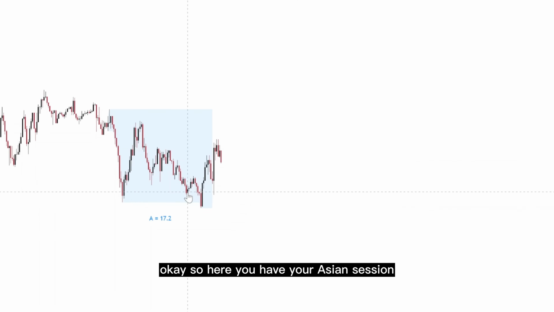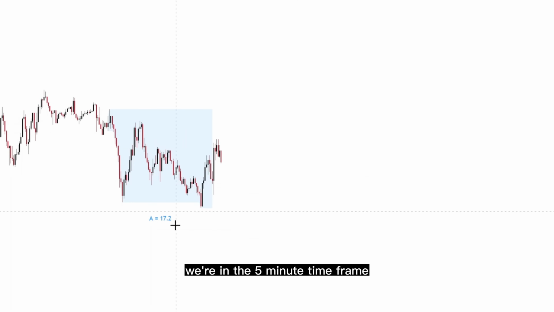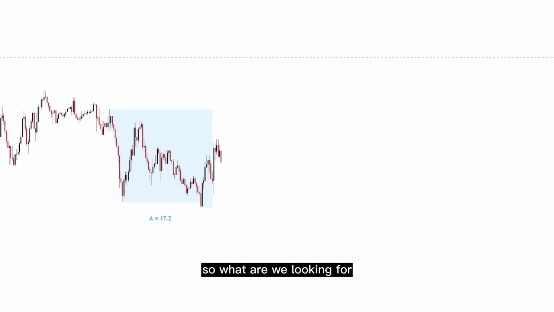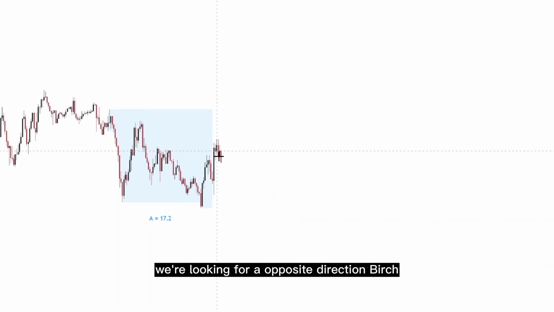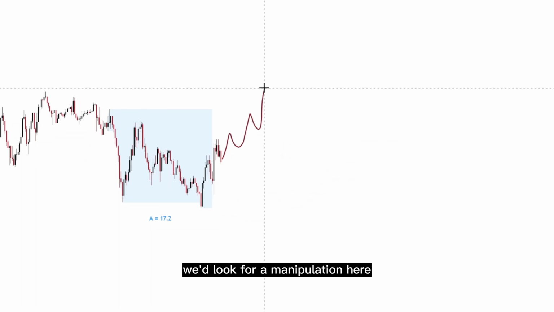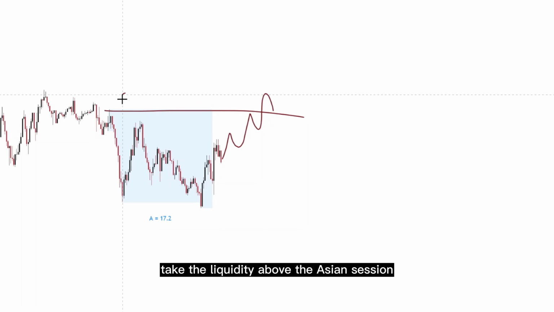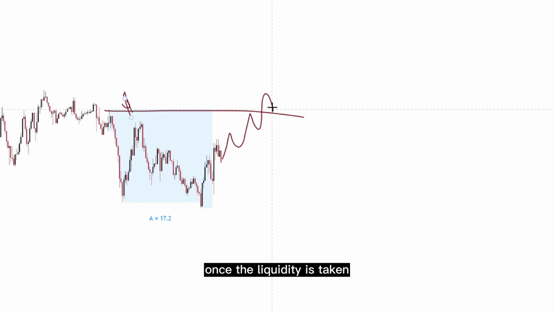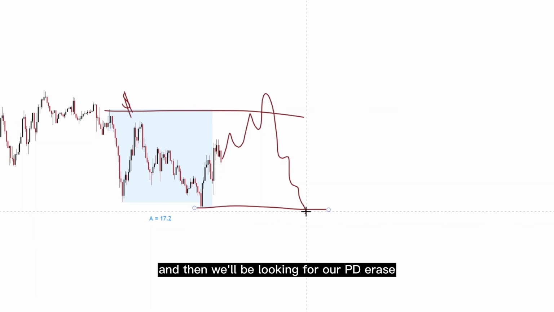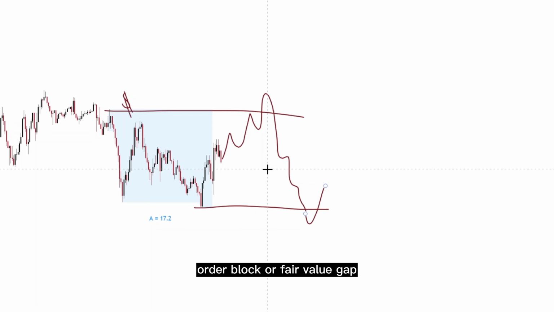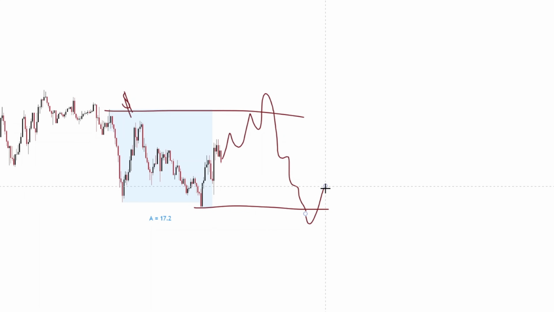Okay, so here you have your Asian session. We're in the 5-minute time frame. And the trend here is bearish. So what are we looking for if we know the trend is bearish? We're looking for an opposite direction purge. We'd look for a manipulation here for price to take this level here, take the liquidity above the Asian session. Once the liquidity is taken, price to break structure. And then we'll be looking for our PD arrays, which could be our breaker, order block, or fair value gap.